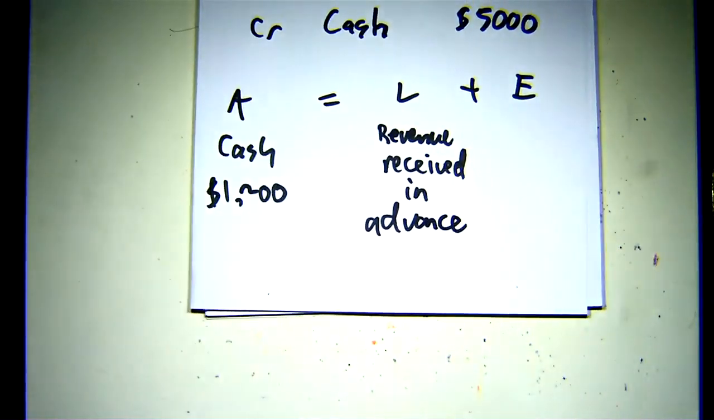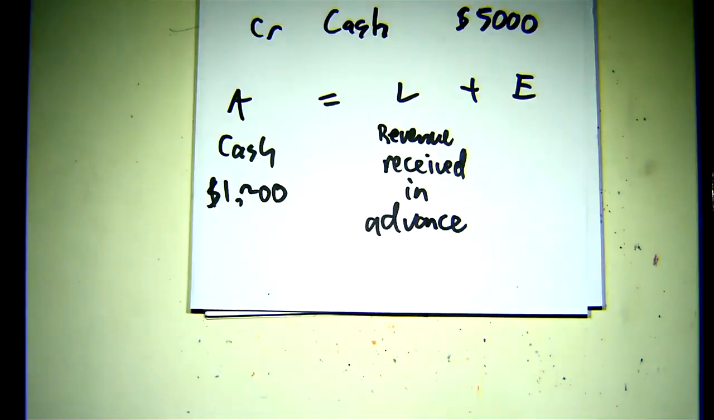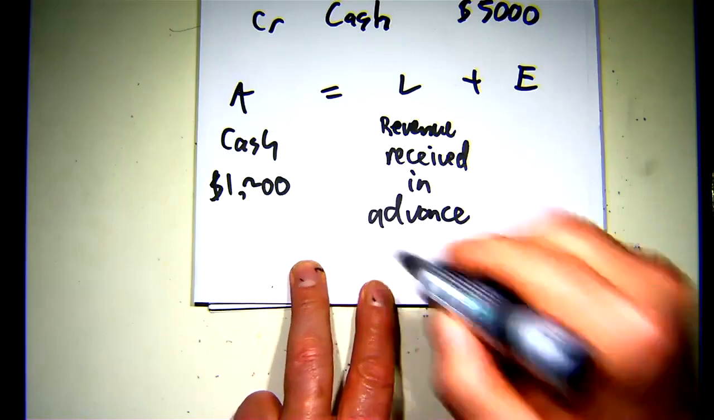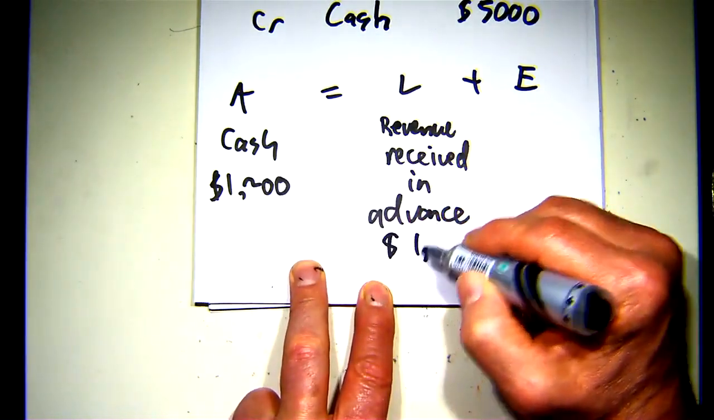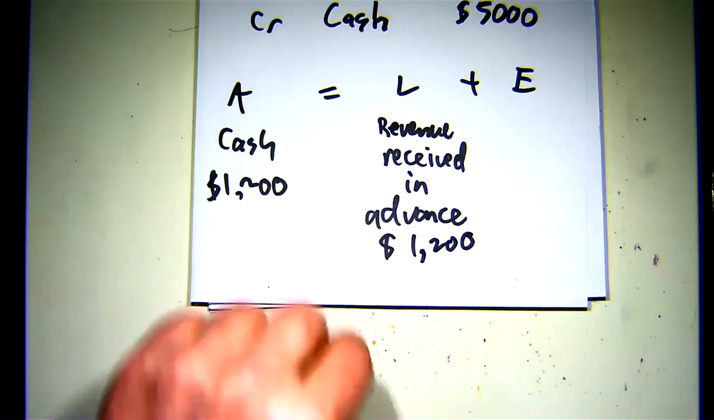And then we receive, I'll try and get the correct title. What do we got? Revenue received in advance, yeah. So what we've got here is a liability. We receive cash in advance before we provide the revenue, so we have cash increasing 1,200. We have a liability, revenue received in advance, increasing.